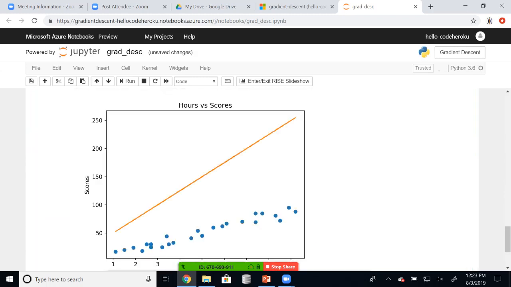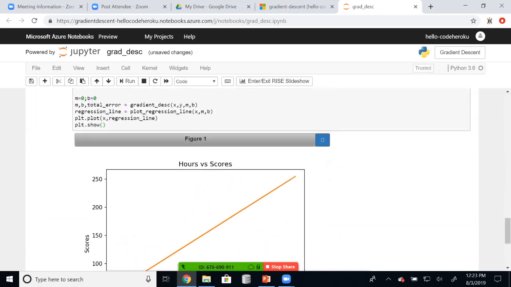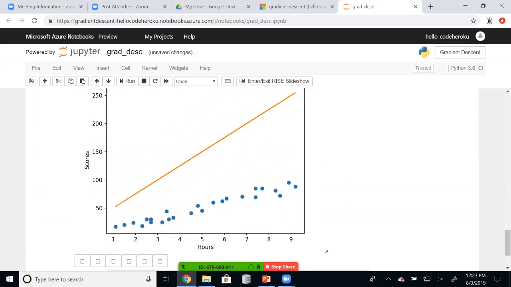Okay, so not a great start it seems. With some random values of delta m and delta b, this is the chart that we are getting, right? With the slope of 25 and 25, this is what we get.